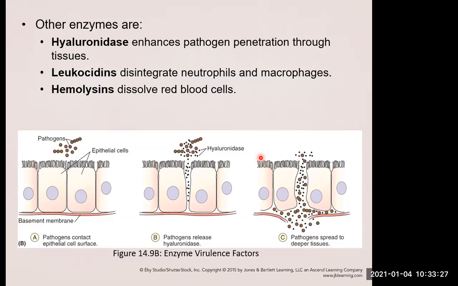Hemolysins. Hemolysis is the degradation of a red blood cell. Hemo referring to hemoglobin, lysis, rupture. The book doesn't describe why organisms would do this, but red blood cells contain iron in hemoglobin, and iron is a limiting nutrient. So organisms will rupture a red blood cell to get iron.